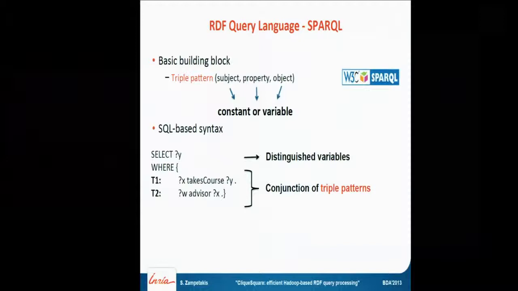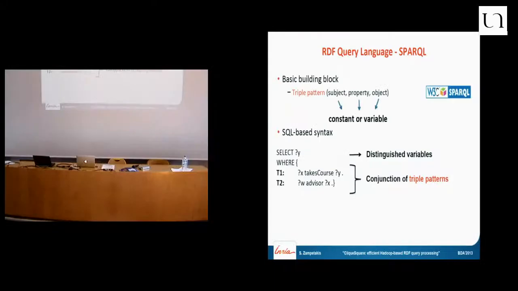The basic query language to get back information about RDF data is SPARQL. So SPARQL is similar to SQL. It has, for example, a select clause and a where clause, and its basic building block is triple patterns. And what is a triple pattern? It is a triple of the form SPO, subject, property, object, which can have either variables or constants. And we can see that we have a conjunction of triple patterns in the body of a SPARQL query.